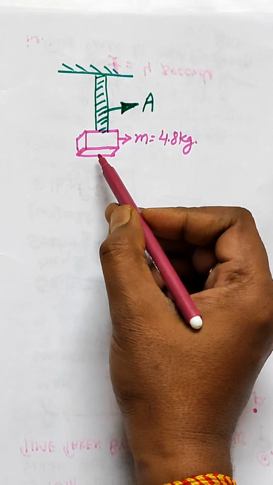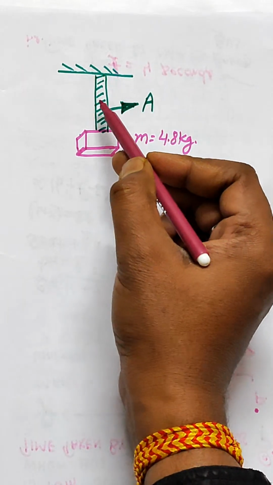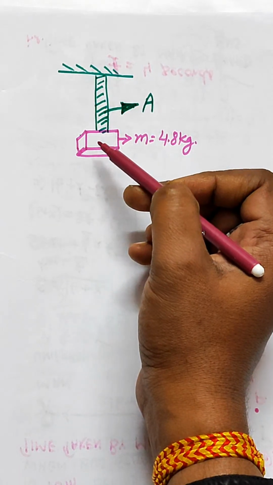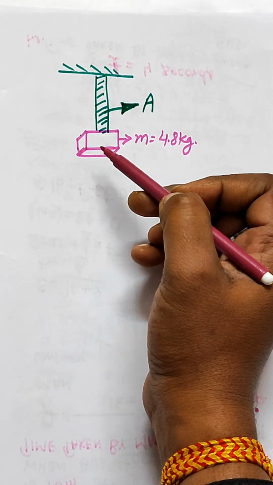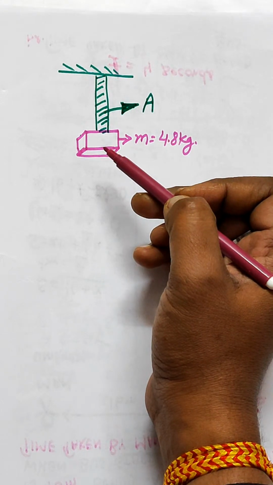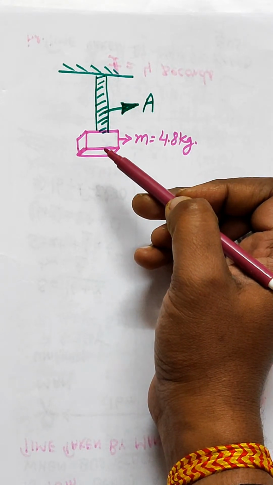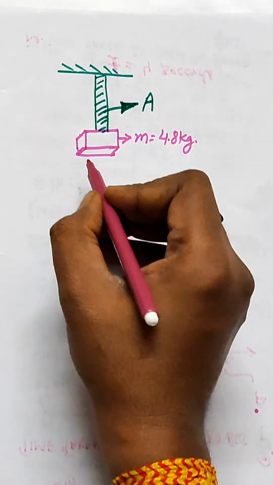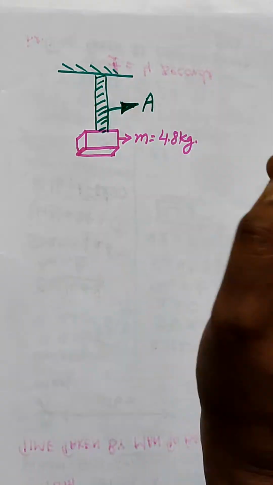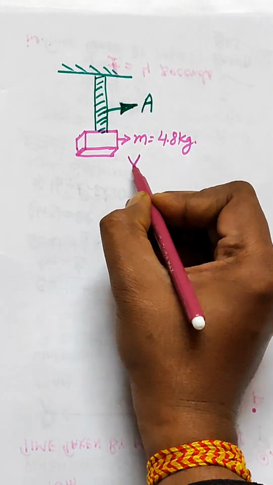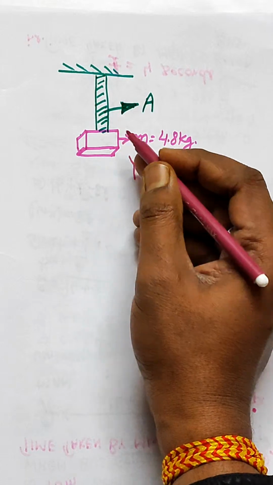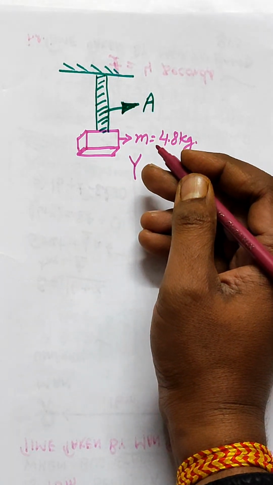Students, due to this weight, there will be a stress in this wire, right? And this is getting elongated, right? So how much elongation will be there? That we need to find. In this question, how much elongation will be there, that we need to find. It's given that the Young's modulus of this wire is given.